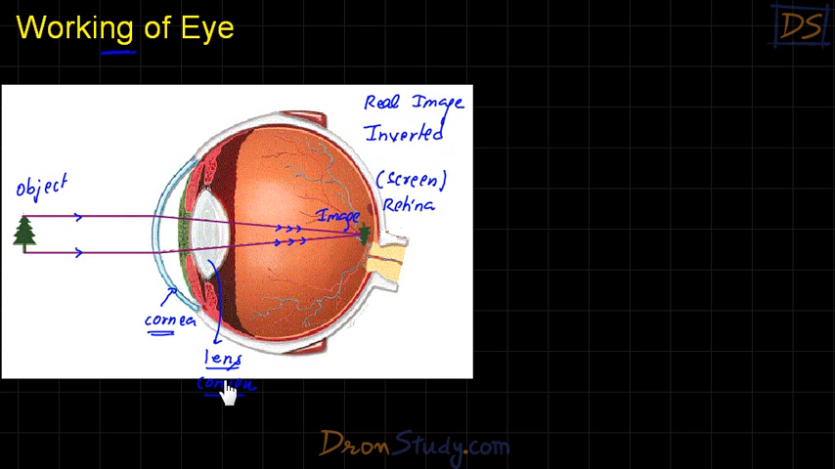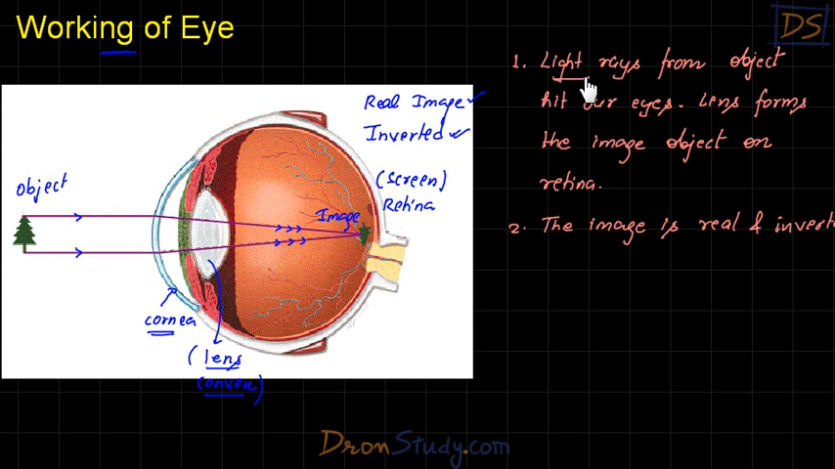Now students, once again, if you remember convex lenses, there we have studied very clearly that when a convex lens forms a real image, it is always inverted. So the image formed here is inverted. So students, we can write this down, whatever we have studied till now. Light rays from the object hit our eyes. The lens forms the image of the object on the retina, as we have seen. The image is real and inverted, right students? Now see what happens next.